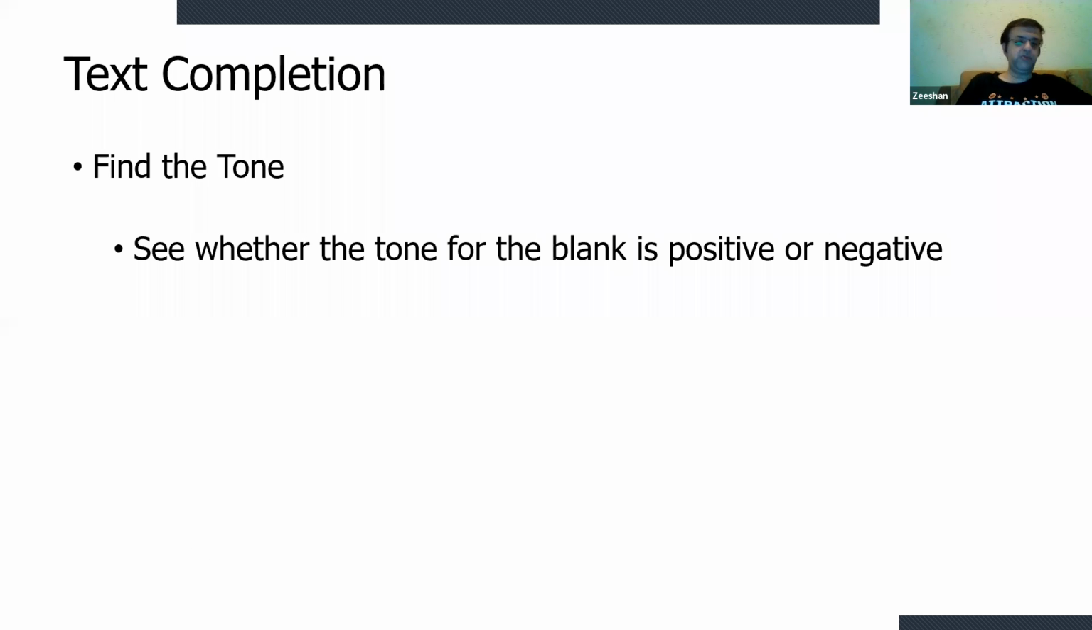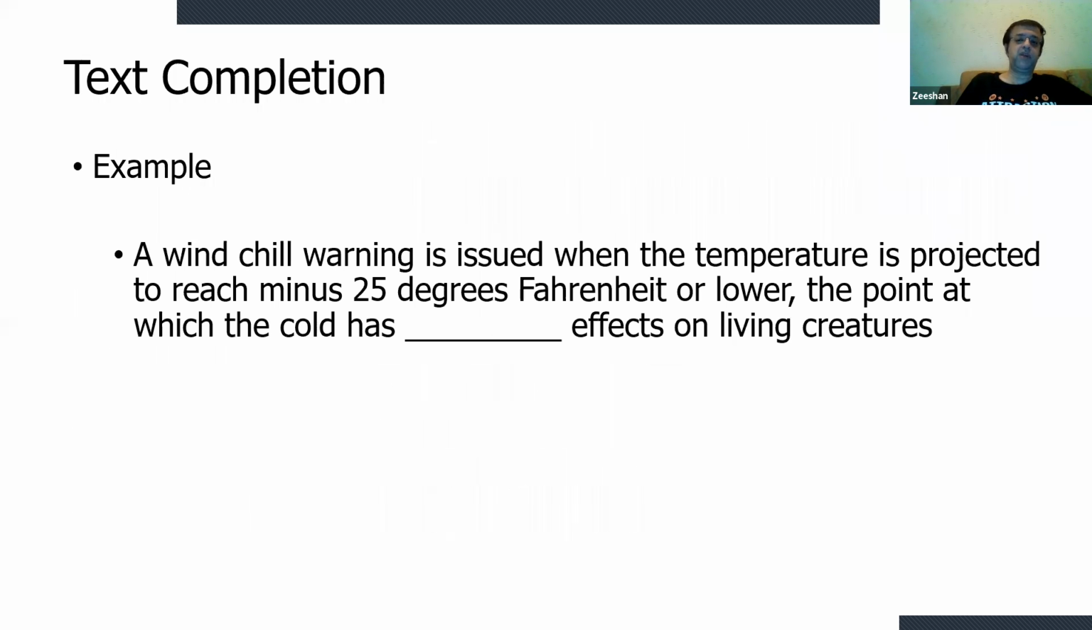The second thing that you should be looking at is the tone, whether the tone is positive or negative. So see whether the tone of the blank is positive, negative, or neutral. A wind chill warning is issued when the temperature is projected to reach minus 25 degrees Fahrenheit or lower, the point at which the cold has dash effects on living creatures. Now the whole tone of this sentence is negative.